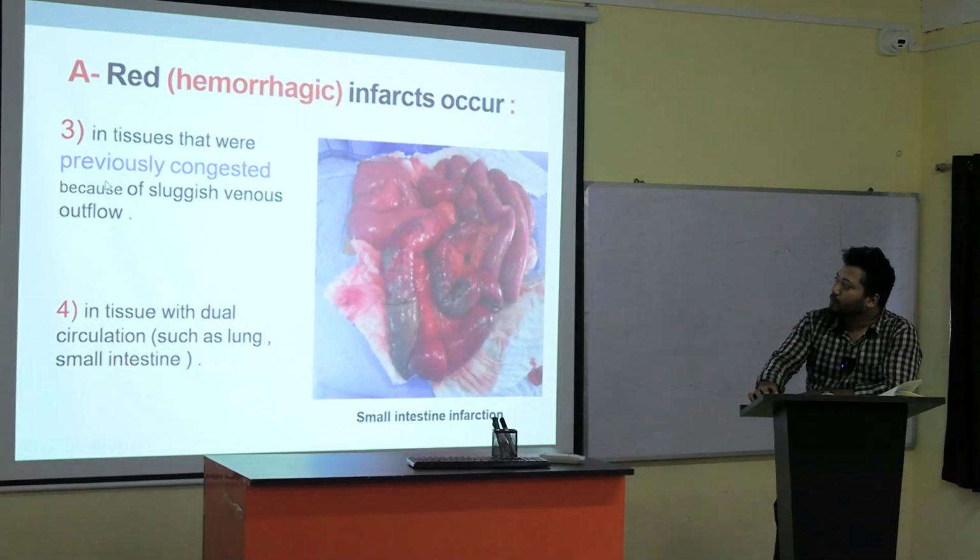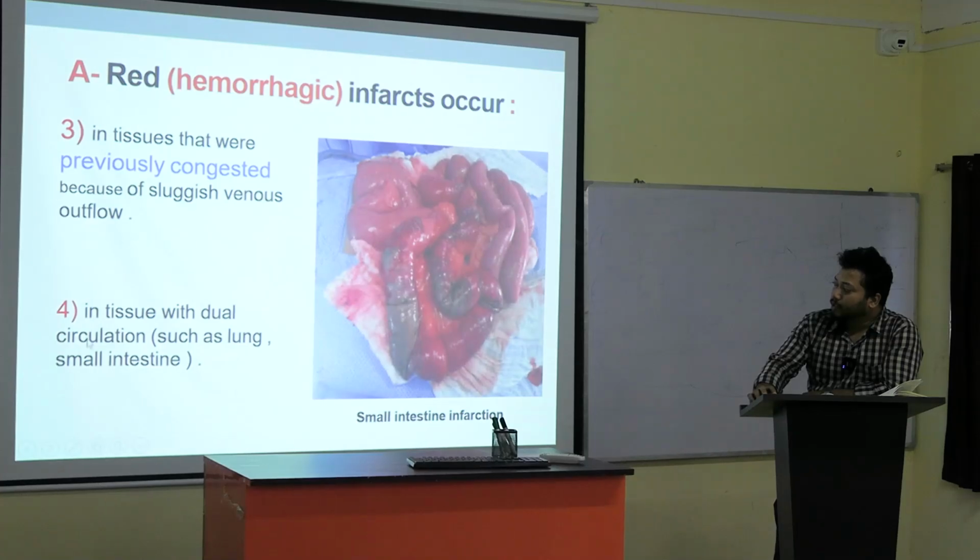Tissues that are previously congested become sluggish because of sluggish venous outflow. When the venous outflow decreases, when venous stasis occurs, and blood flow is not proper, this is when the red infarction occurs.